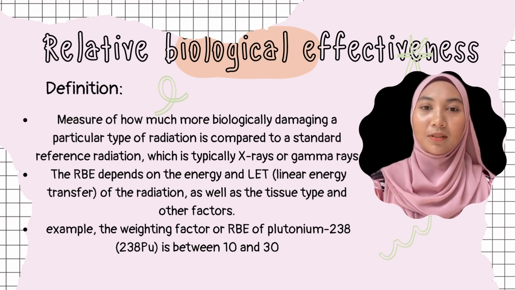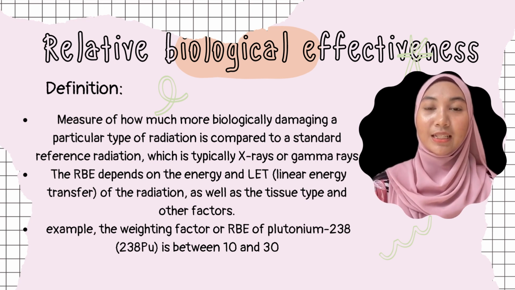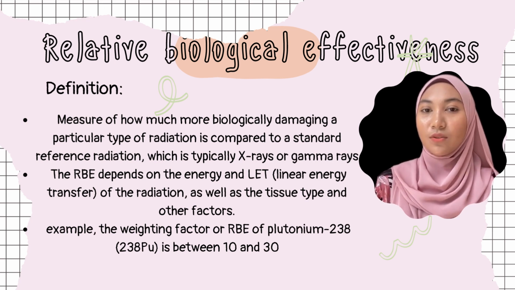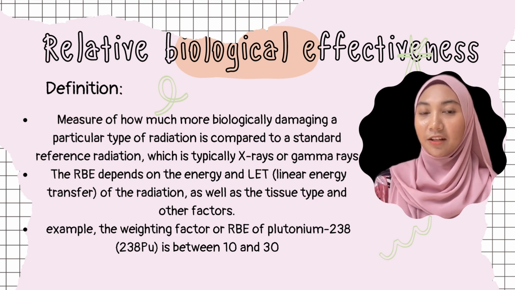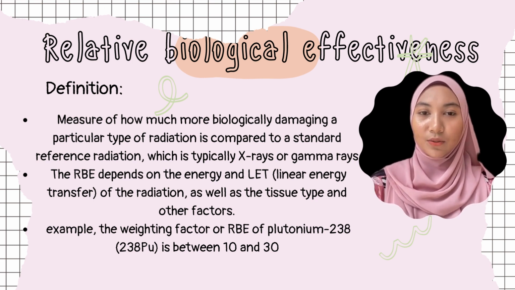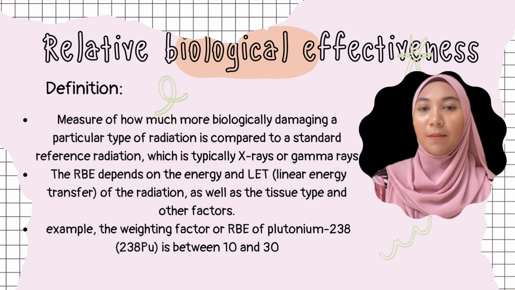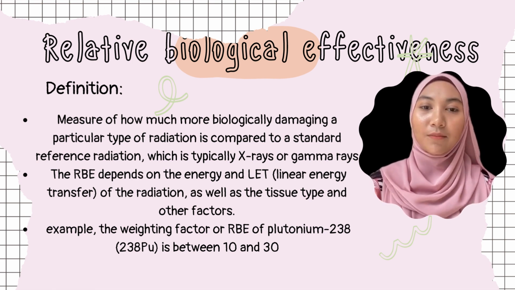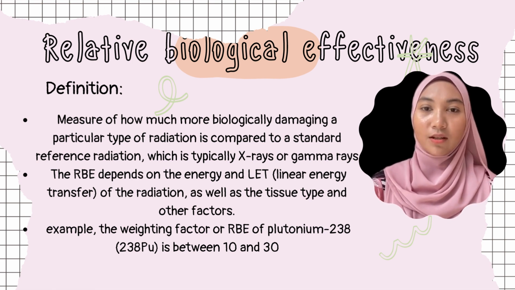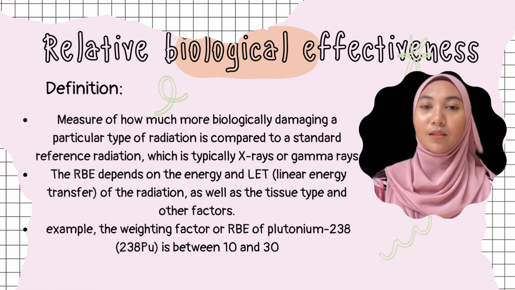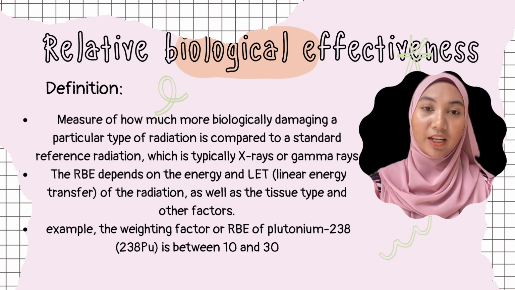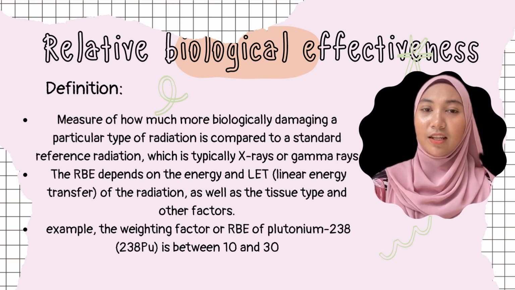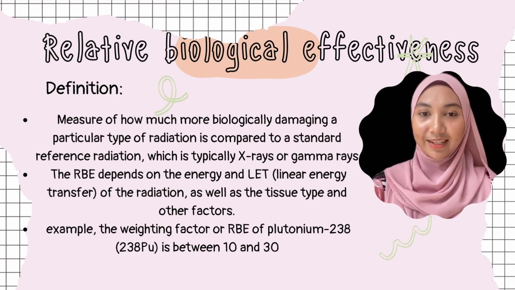As an example, the weighting factor or RBE of plutonium-238 is between 10 to 30. Thus, the Roentgen equivalent in man is 10 to 30 Roentgen in air. Similarly, the dose equivalent following alpha emission is larger than the absorbed dose, which is confined to an immensely small area in human tissue, because alpha irradiation travels only a short distance in tissue and has a high LET.